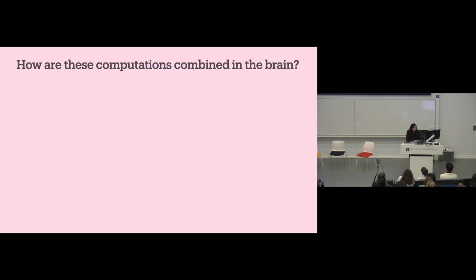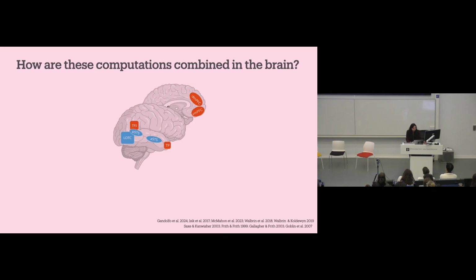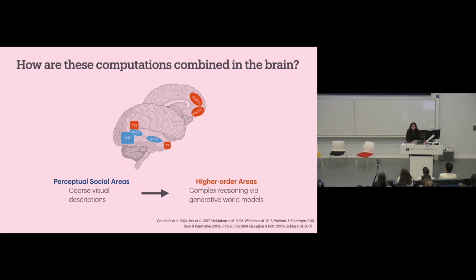Now, a key open question is, which cortical regions implement the computations proposed by these two theories? So these are some regions known to be involved in visual social recognition. There are perceptual social regions in blue here, such as the posterior STS, the LOTC, and also the theory of mind network, which is here in red, such as the TPJ or the MPFC. So one hypothesis is that these regions operate in a hierarchical manner. Perceptual social regions generate a coarse representation of the scene, which is then passed on to higher order areas for more abstract social reasoning.